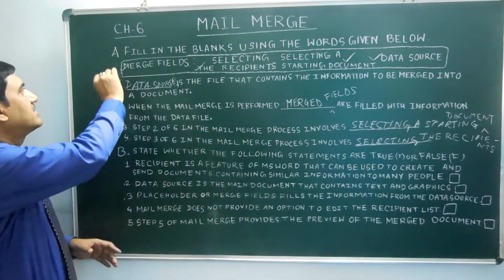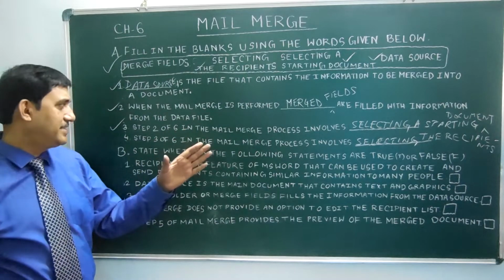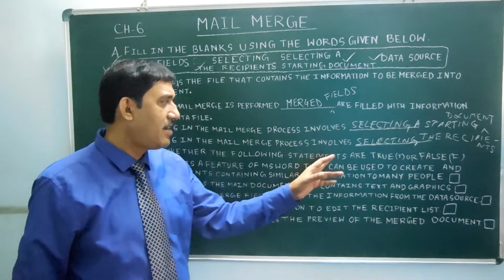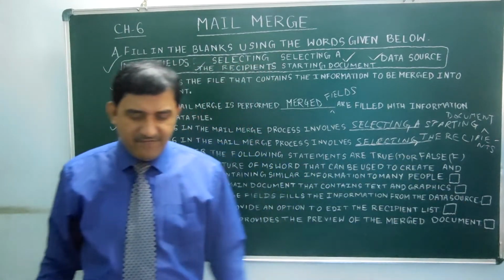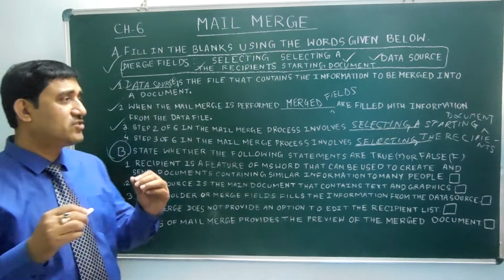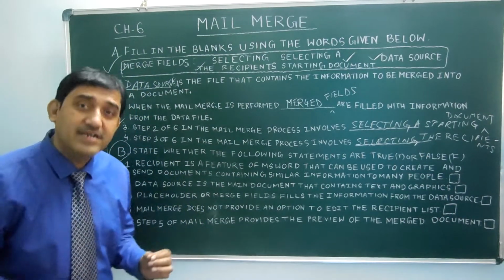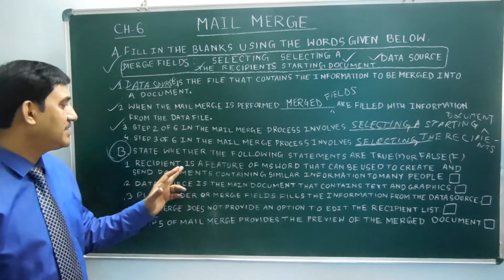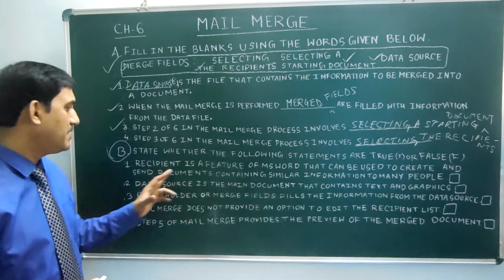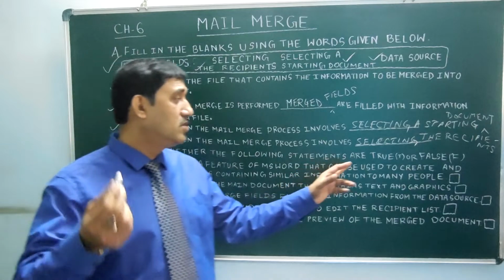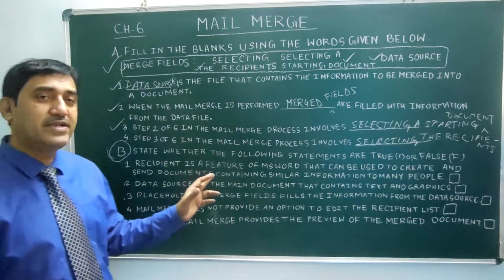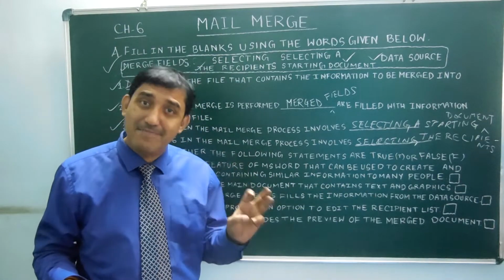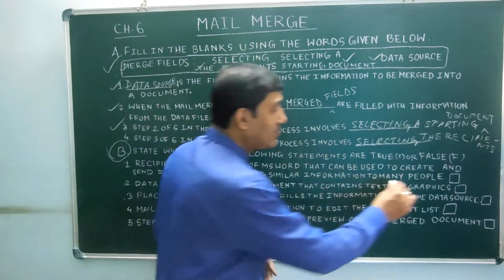So we have solved the fill in the blanks of the mail merge exercise. Now coming to the B portion: state whether the following statements are true or false. A very important thing is that when there is true and false, you first have to understand whether the statement is correct or not. Over here: recipient is a feature of MS Word that can be used to create and send documents containing similar information to many people. That is the mail merge, not the recipient, so this one will be absolutely false.